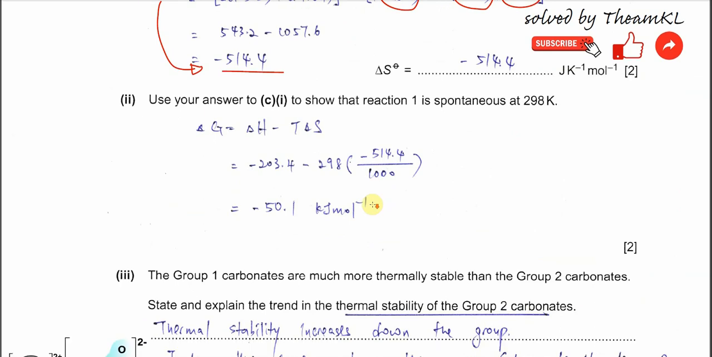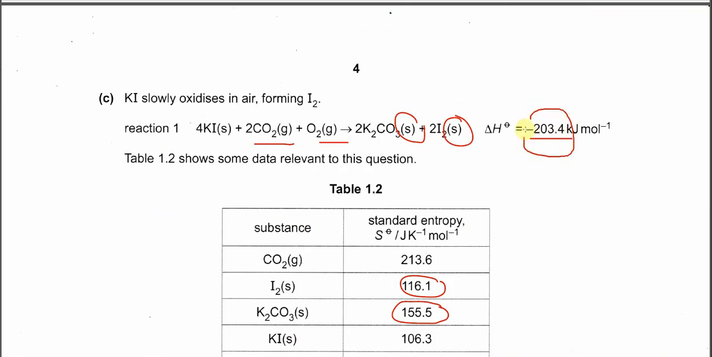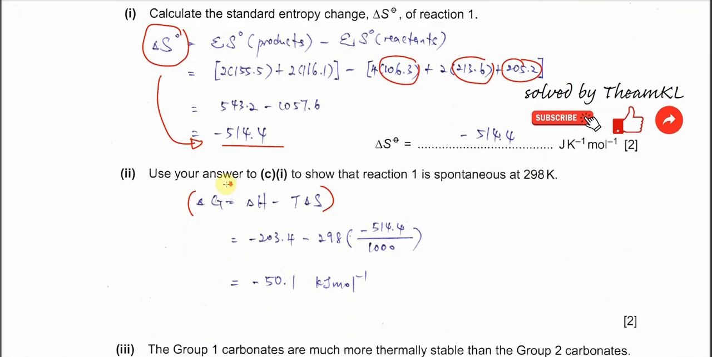Part 2. Use your answer in part 1 to show that reaction 1 is spontaneous at 298 Kelvin. Again, you must use the Gibbs equation. Delta G equal to delta H minus T delta S. Okay, so you just substitute the values given. It's already here, and the enthalpy is this. Entropy, you use the one that you obtained just now. So negative 203.4 minus 298, T, delta S.